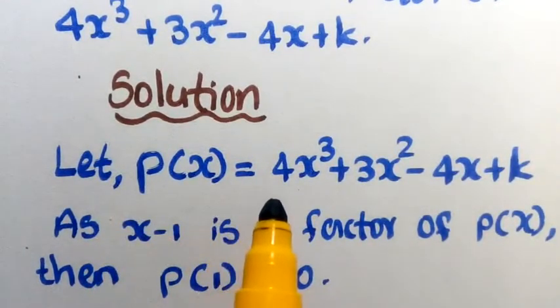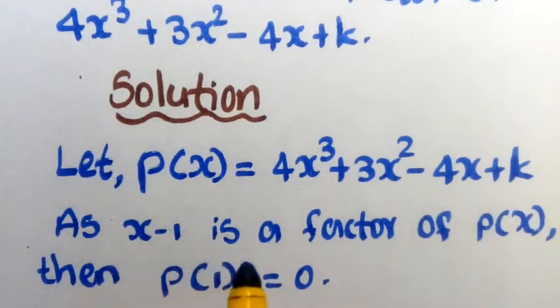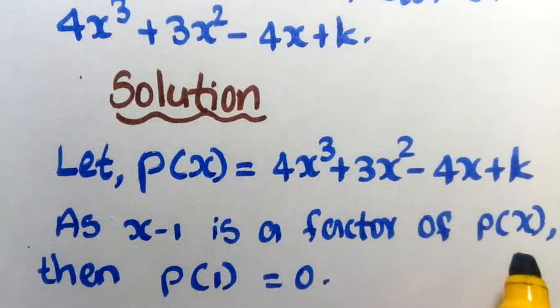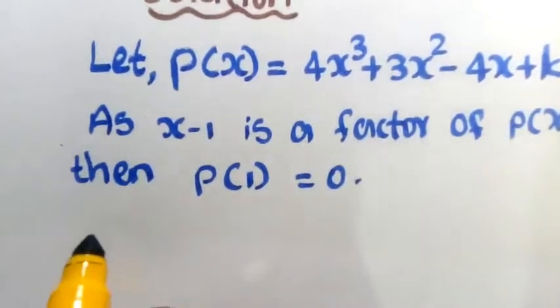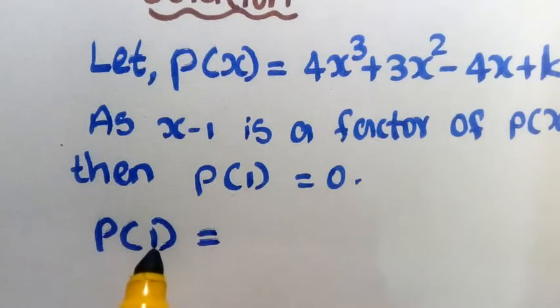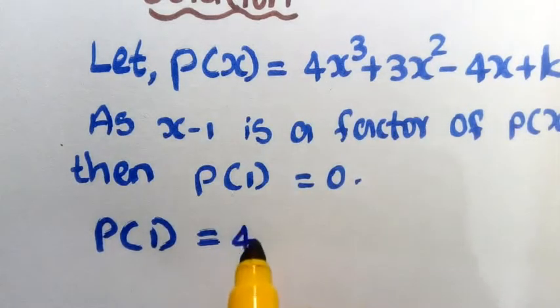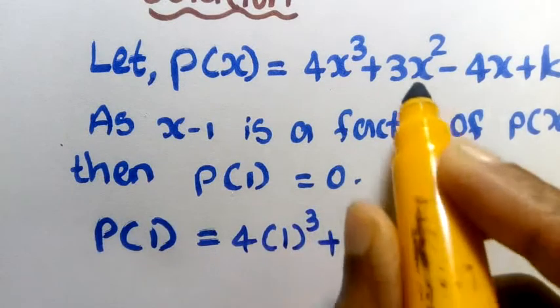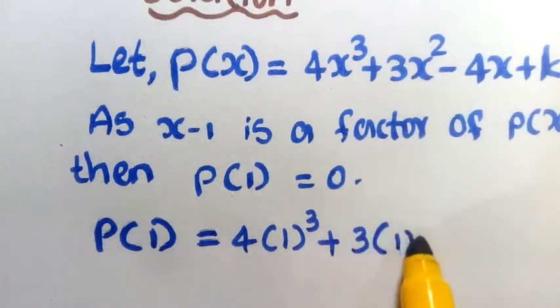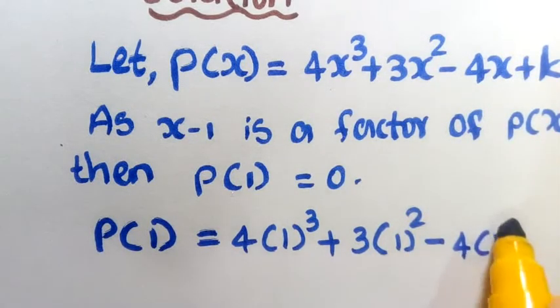Let p of x is equal to 4x cube plus 3x square minus 4x plus k. As x minus 1 is a factor of p of x, then by factor theorem, p of 1 is equal to 0. That is, p of 1 is equal to, we need to substitute the 0 of x minus 1, that is 1, in the given polynomial. So first we have 4x cube. So 4 into 1 cube plus 3x square, 3 into 1 square minus 4x, 4 into 1 plus k.